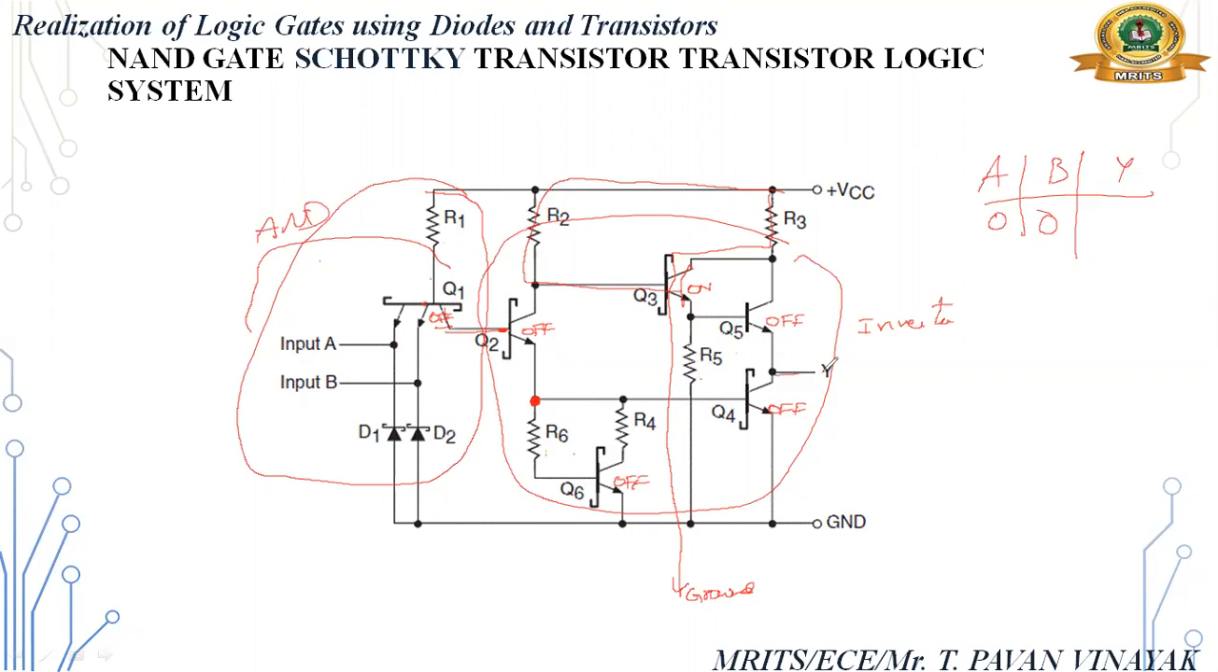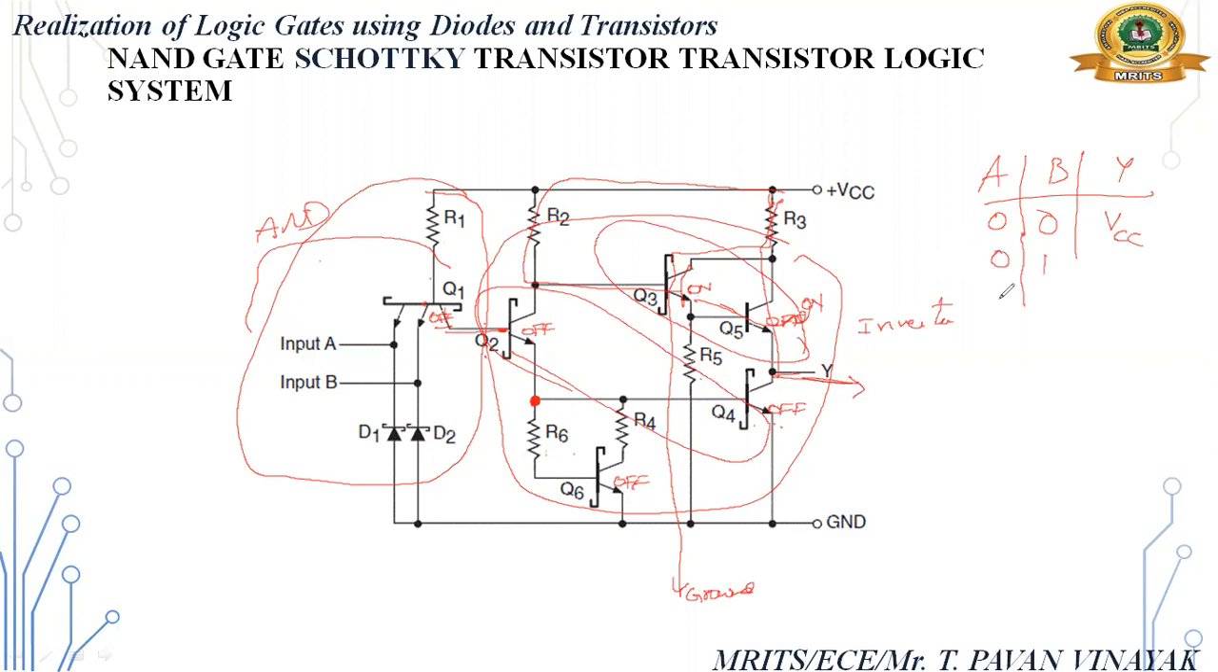Then what is the output? See, whenever this is on, this is on. Whenever this is off, Q4 is off. Q2 and Q4 are related. Q3 and Q5 are related. When Q3 is on, Q5 is on. When Q2 is on, Q4 is on. These two are the same. Next, whenever it is on, output comes to here. This is off, so the output is VCC.